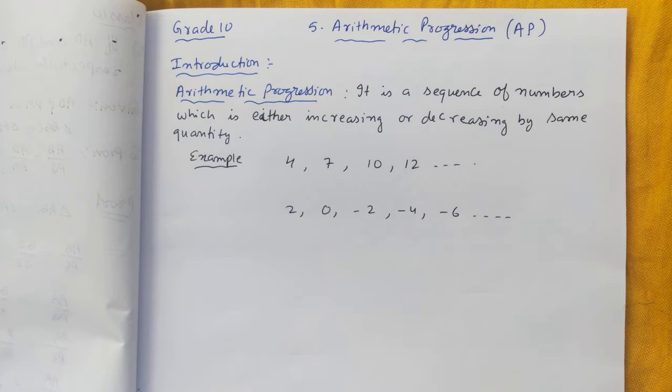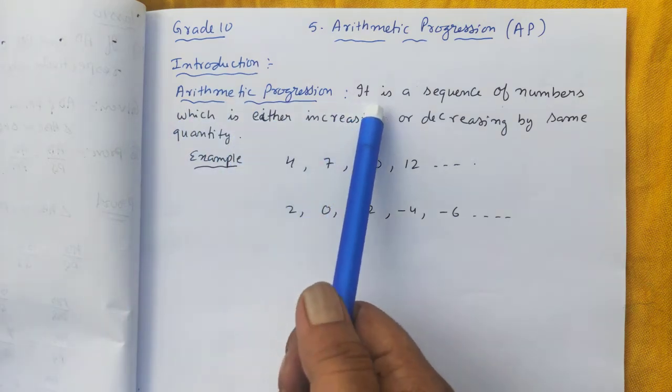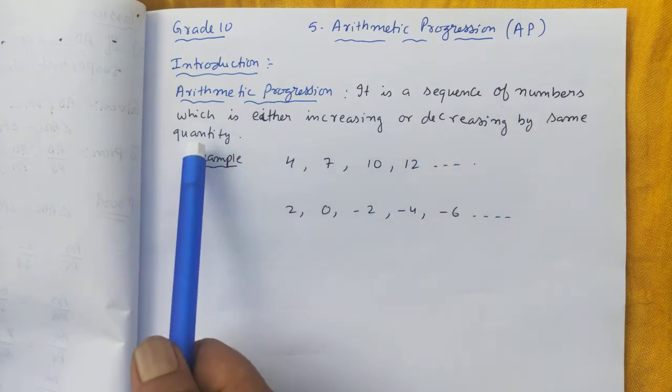Let me introduce the chapter Arithmetic Progression, AP. What is the meaning of arithmetic progression? It is a sequence of numbers which is either increasing or decreasing by the same quantity.